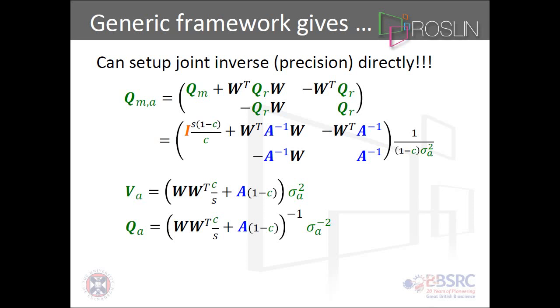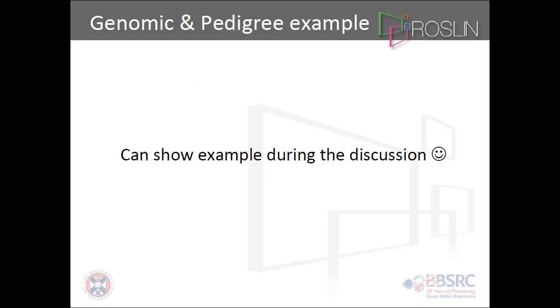So the marker effects, depending on how much information we have in the data, are going to be free of the pedigree influence when we do our estimation. I'll probably run out of time, so I won't show you an example of how this process actually goes, but if anyone is interested, I can show it during the discussion.